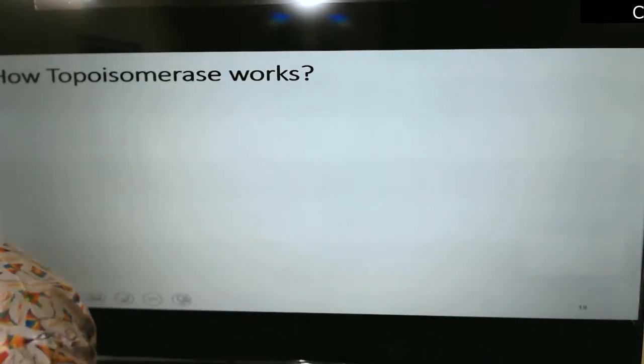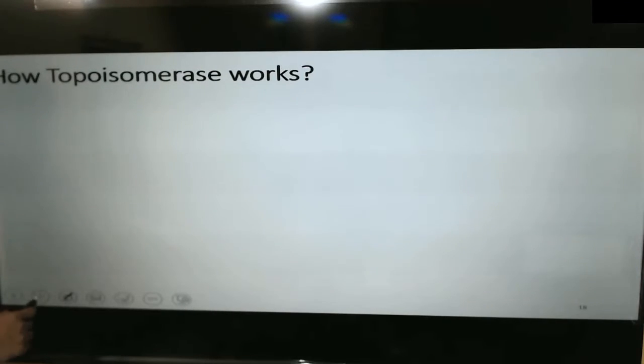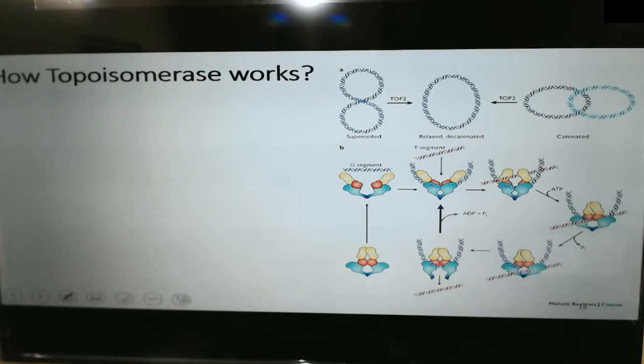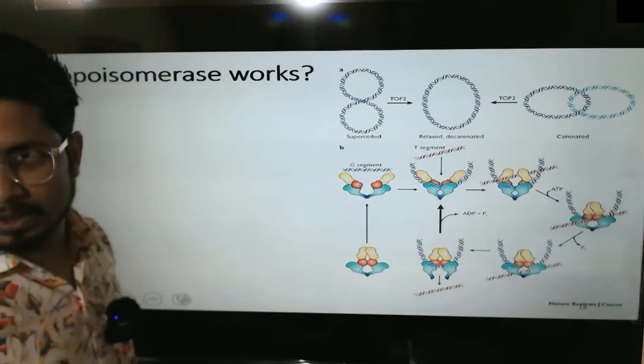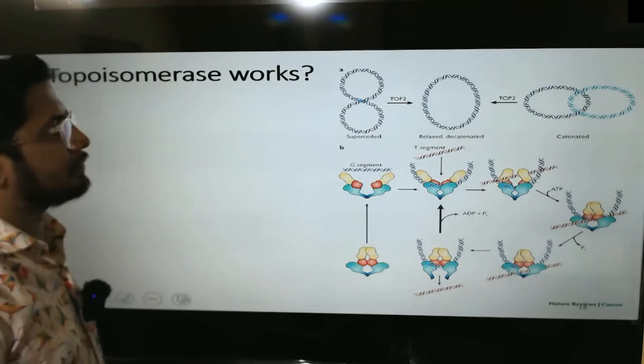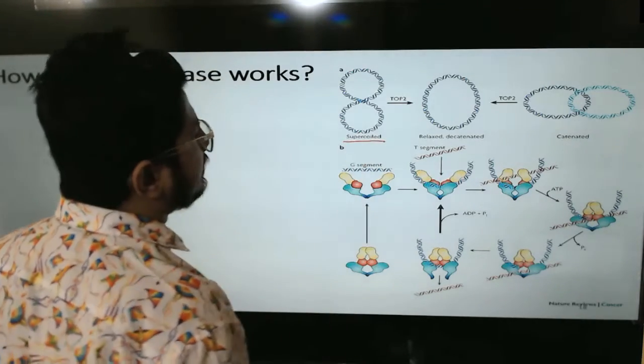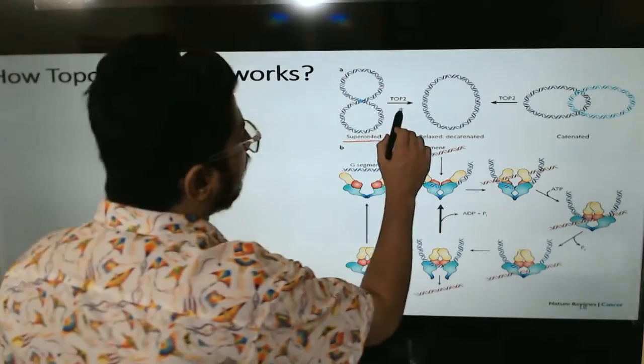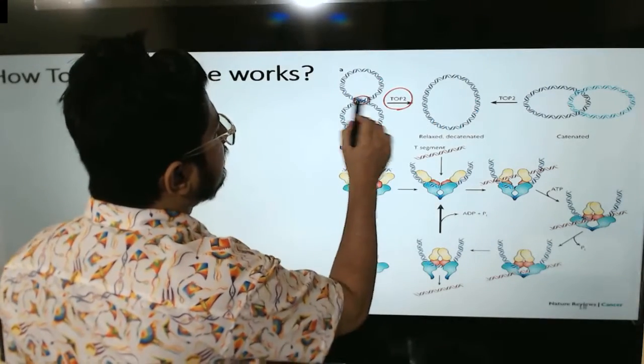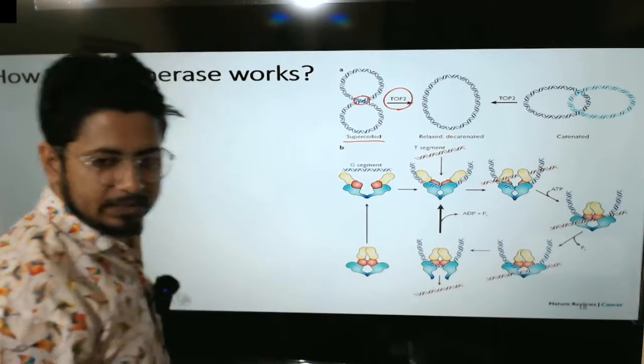So here you see how topoisomerases work. This is the example of how exactly DNA gyrase, or topoisomerase type 2, works. This is the supercoiled state. This is topoisomerase type 2, which can easily cut the strands and transfer the other strands through it.